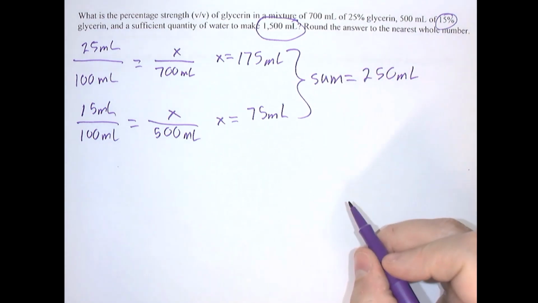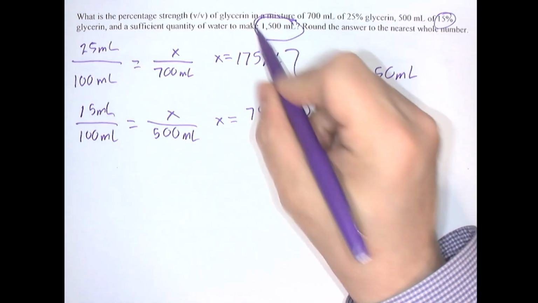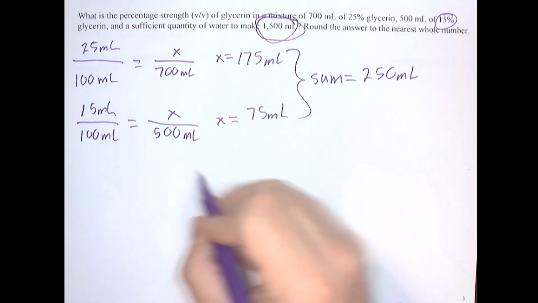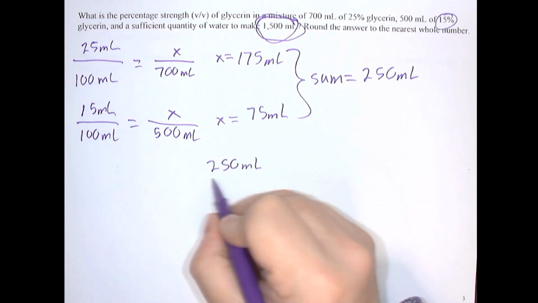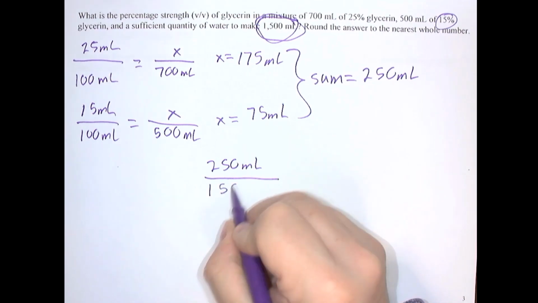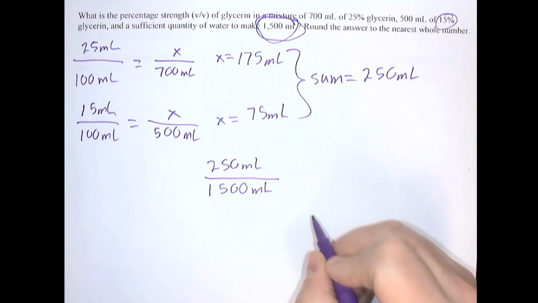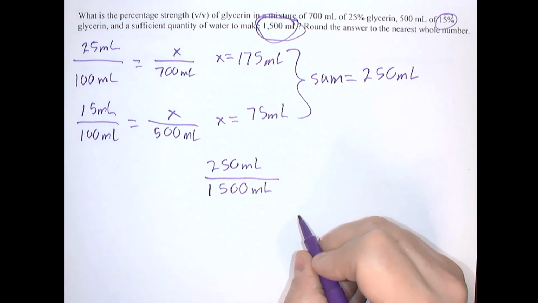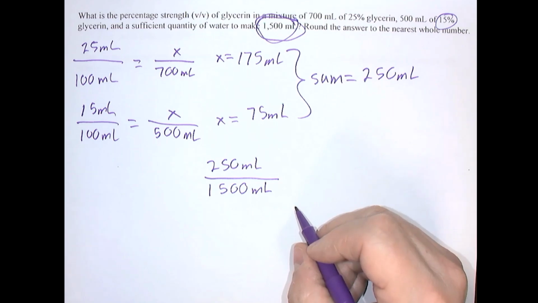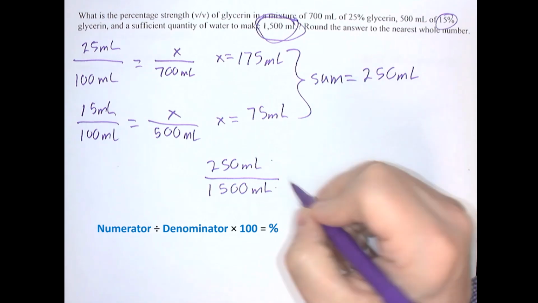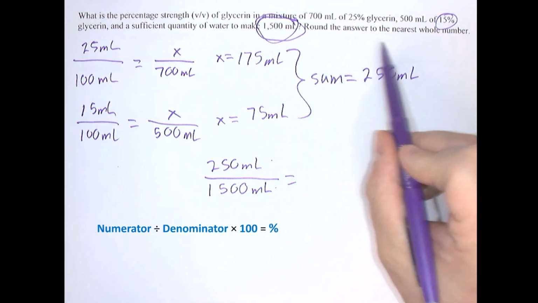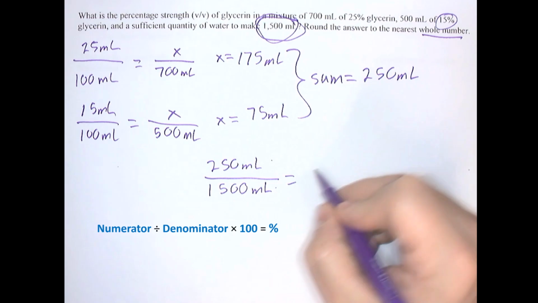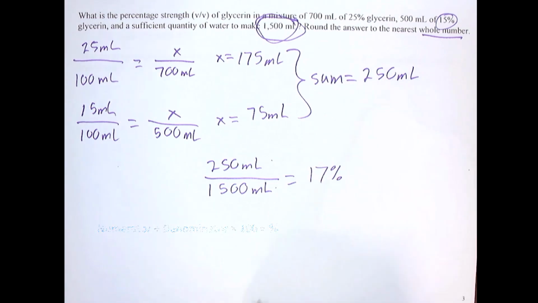Well, this problem's simple because we already know the total volume, like we mentioned, 1,500 milliliters. So we're going to have 250 milliliters of the active ingredient, in this case, the glycerin. And we'll divide that by the 1,500 milliliters, which is the quantity of the final product. And we can use our algorithm to convert a fraction to a percent. Numerator divided by denominator times 100. And it does say round to the nearest whole number, so we should end up with 17%. And that is our final answer here.